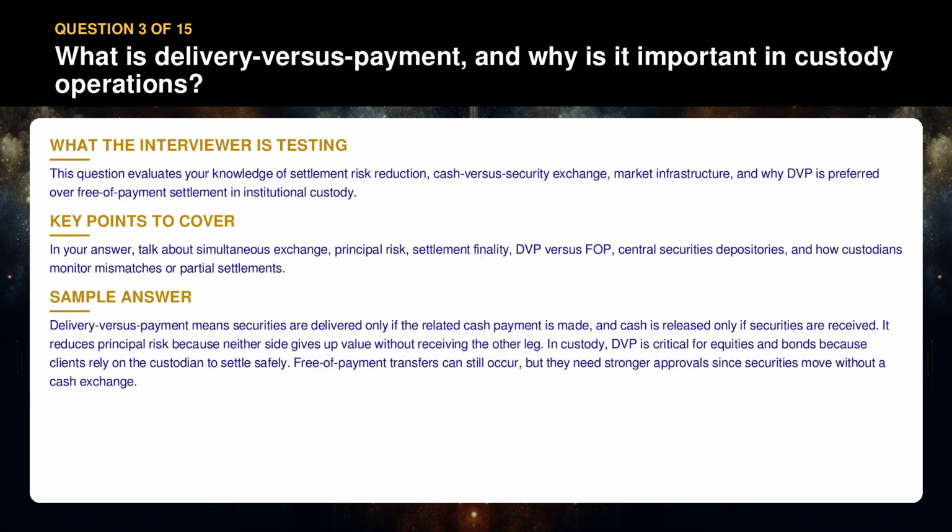Delivery versus payment means securities are delivered only if the related cash payment is made, and cash is released only if securities are received. It reduces principal risk because neither side gives up value without receiving the other leg. In custody, DVP is critical for equities and bonds because clients rely on the custodian to settle safely. Free-of-payment transfers can still occur, but they need stronger approvals since securities move without a cash exchange.